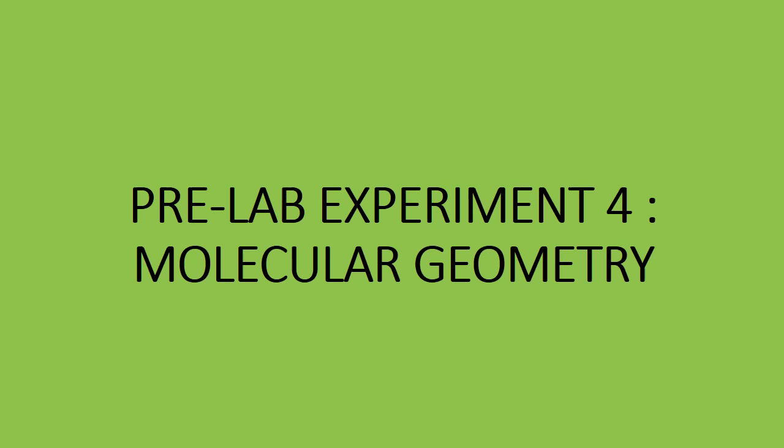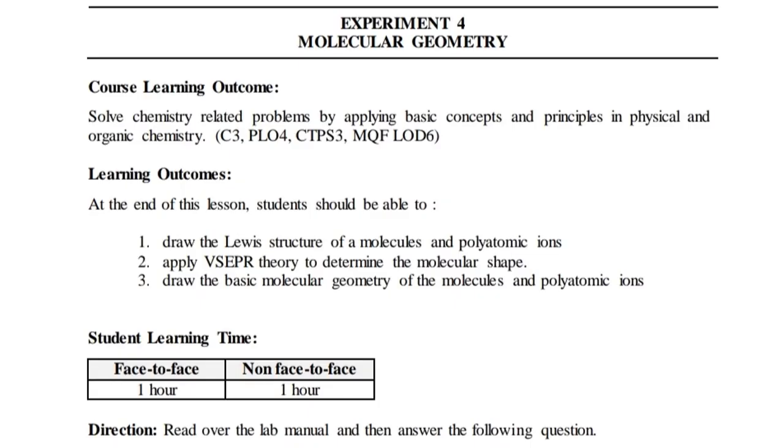Hello class, today I'm going to discuss the pre-lab experiment for molecular geometry. The learning outcome for this experiment 4 is that you should be able to draw the Lewis structure of a molecule or polyatomic ions, apply the VSEPR theory to determine the molecular shape, and also draw the basic molecular geometry of the molecule and polyatomic ions.